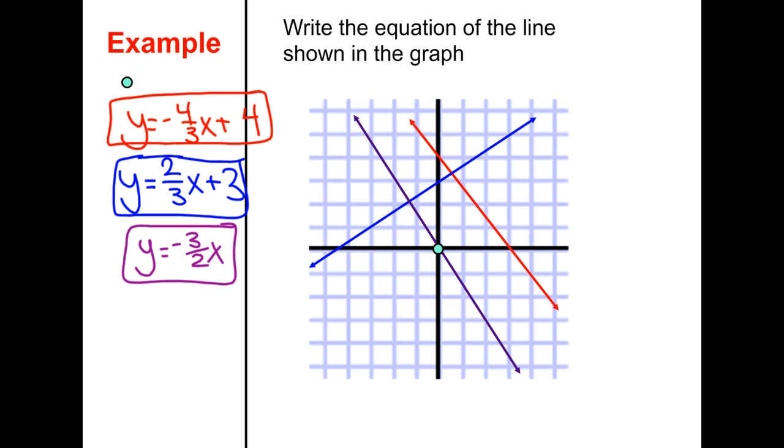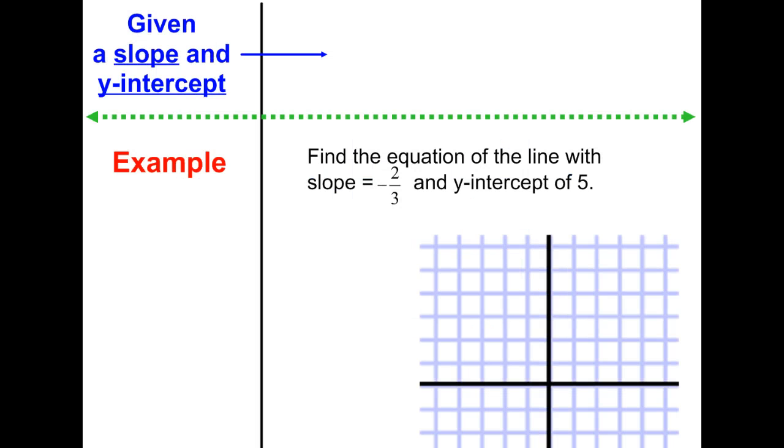So that's how you do it when you're given graphs. You find the points that work and the slope, and you're good to go. Now, what if I give you the slope and the y-intercept? Well, we already kind of talked about this. Remember, slope-intercept form, y equals mx plus b. Remember, m is our slope and b is our y-intercept. Well, we should be able to do these easy peasy.